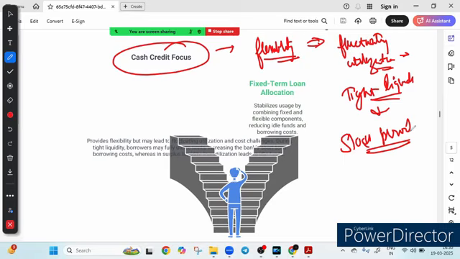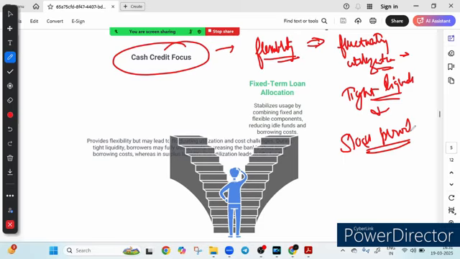See what is happening. In the tight liquidity time, higher cost because the bank has to borrow the money at higher interest rate, and in the slack time, lower income because the money is idle, right. So the bank is stuck both ways. That is called double-edged sword. It struggles either with higher cost or with low return depending on the market condition. So that is the cash credit focus. I hope that makes sense to you, right.